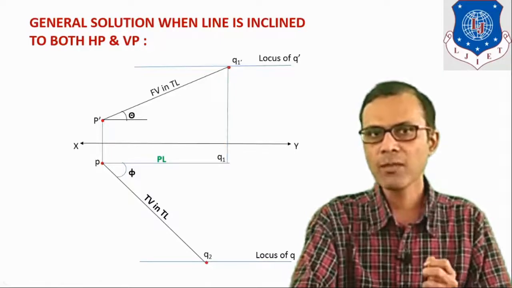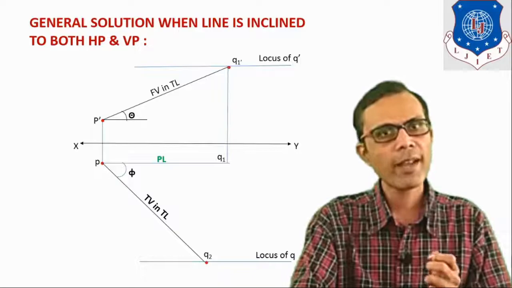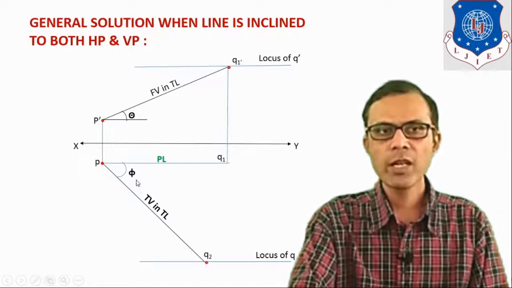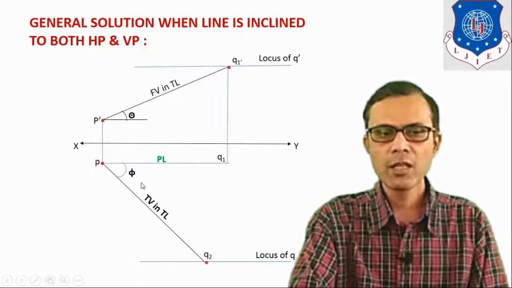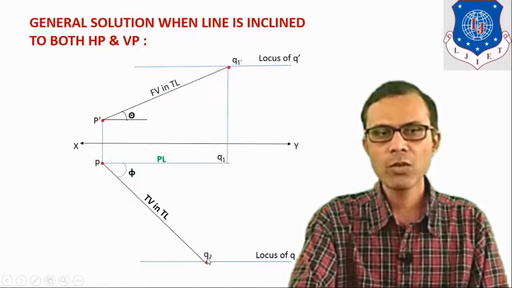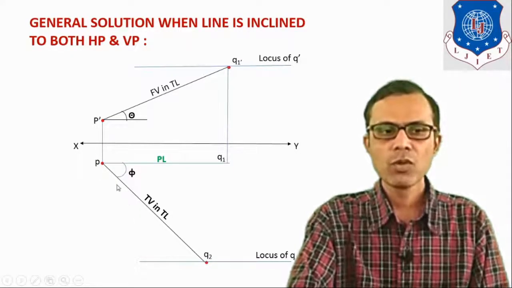So final position of Q, it means final top view of end Q. Now PQ2 is top view in true length through inclination angle. So draw the projection from both of these points P and Q2. So we will get the elevation, that is front view.